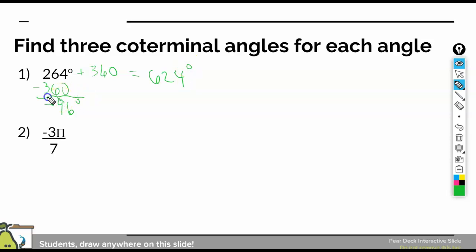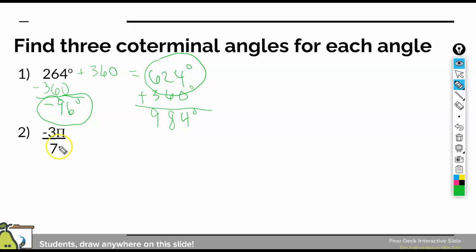And that would give us a second. And then if we're looking for a third, we would just have to keep going another 360. And 4, 8, so 984 degrees would also be coterminal with that angle.